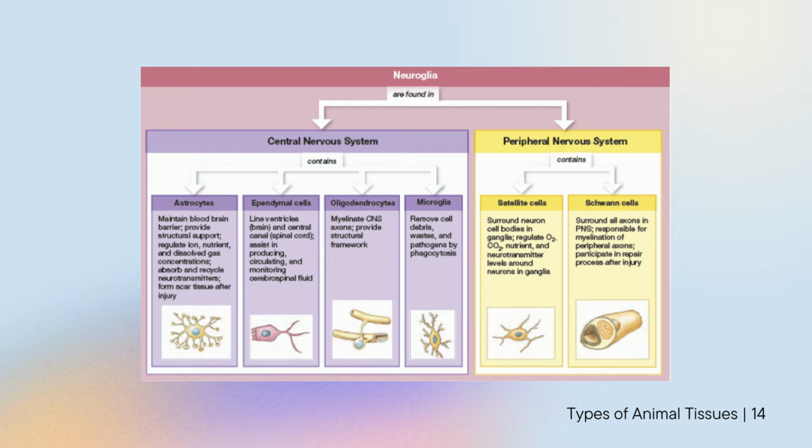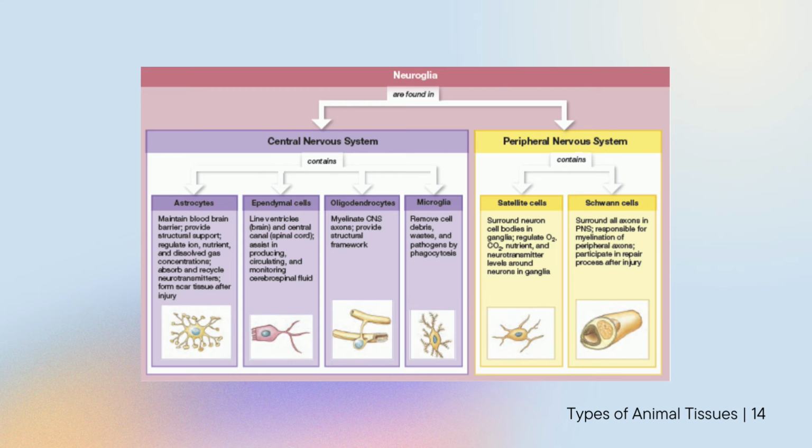And in the peripheral nervous system, we have two: satellite cells and Schwann cells. So satellite cells surround neurons and provide nourishment for the peripheral neurons. Next, Schwann cells surround the neurons in the PNS. So it is the most abundant cell in the peripheral nervous system. It is responsible for the myelination or insulation of the peripheral axons. So it participates in the repair process when these peripheral neurons are injured.